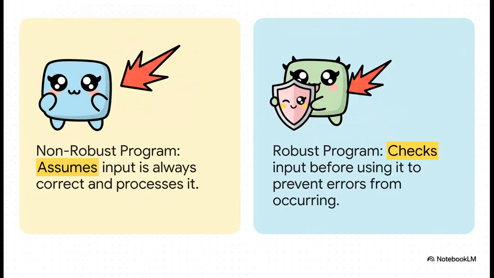Now, this is a really important distinction, and it's the kind of thing that comes up a lot in Paper 2 questions. A non-robust program, well, it just trusts the user. It assumes the input will be correct and tries to process whatever it's given. A robust program, on the other hand, is a bit more careful. It checks the input first to make sure it's valid before it tries to do anything with it, and that one simple check makes all the difference.